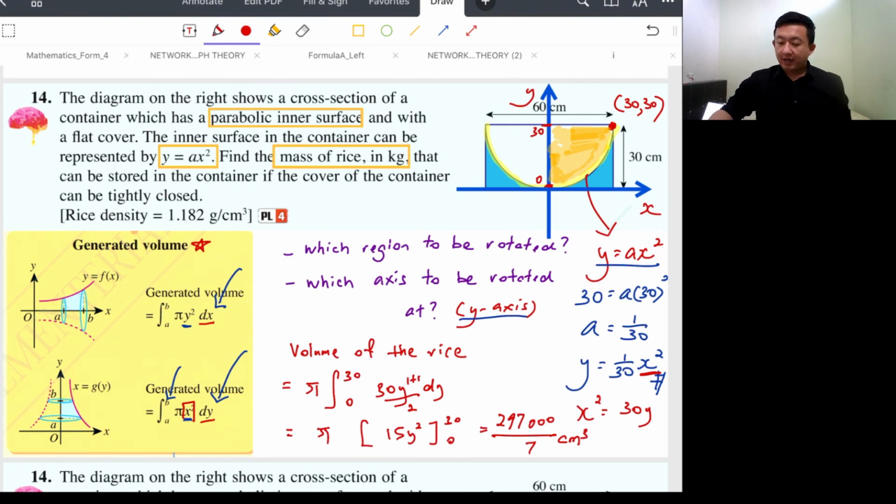One last thing, you are changing it to grams and hence changing it to kg. So we have this answer, we change it to grams, multiply by 1.182 and then divide by thousands. So your final answer should be 50.15 kg. Okay, cm cubed, you change to grams, you multiply 1.182 and then you divide by thousand to convert to kg. Okay, that's all. Thank you.